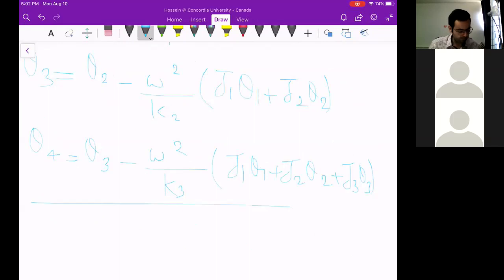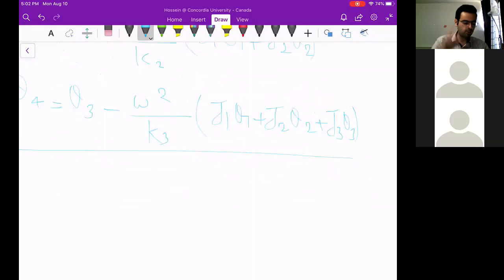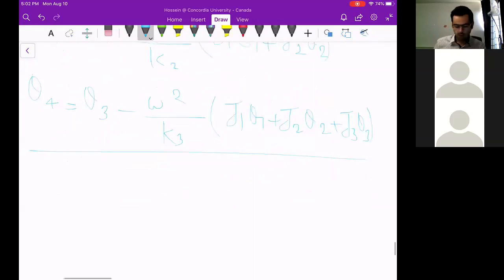So this is how you have to relate theta 1, theta 2, theta 3, and theta 4, and you need to calculate torque 1, torque 2, torque 3, and torque 4, and you have to only check the last torque, T4, whether it's 0 or not.